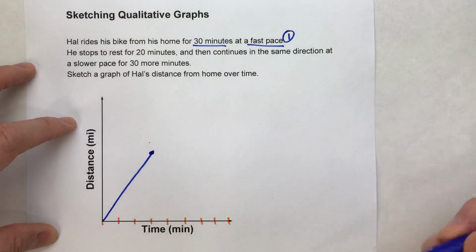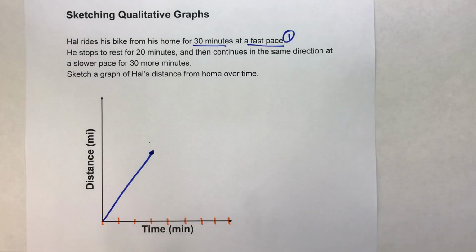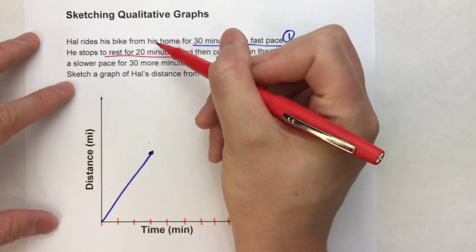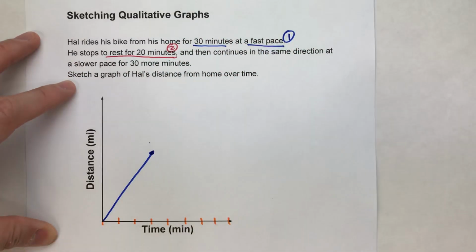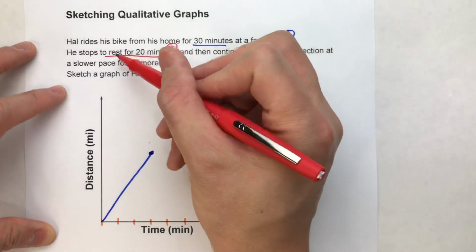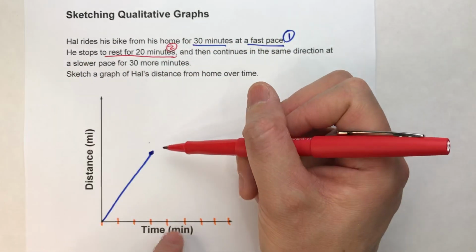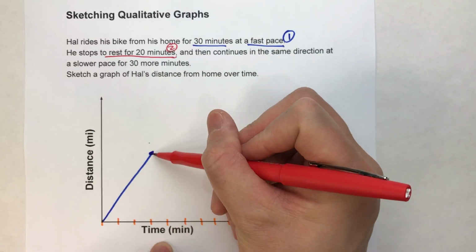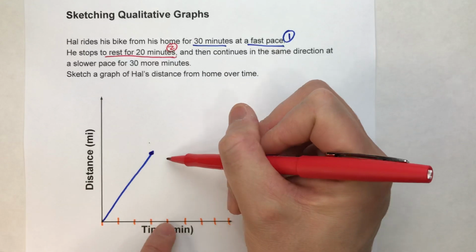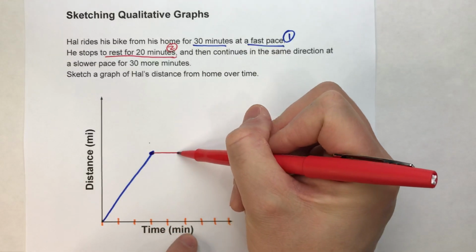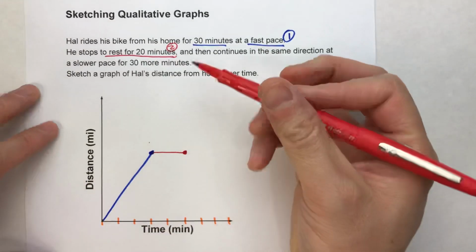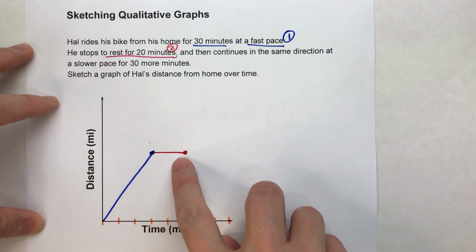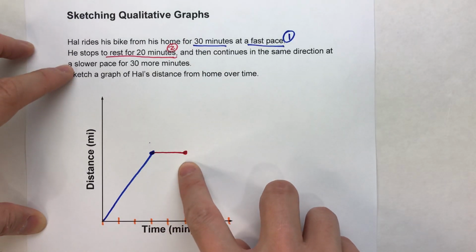I just want to make sure this is steeper than when we go slowly, which we will later in the problem. Now, after he bikes for 30 minutes at a fast pace, he stops to rest for 20 minutes. That's our second interval here. The fact that he's stopping means that there's going to be a constant interval, meaning he's not going to make any progress. It's just going to be flat for 20 minutes. So 10, 20, it's going to be something like this. There's his break, his stop.